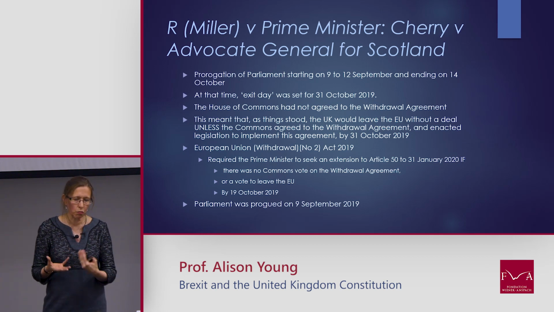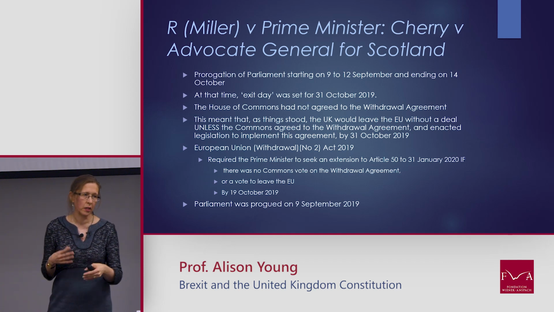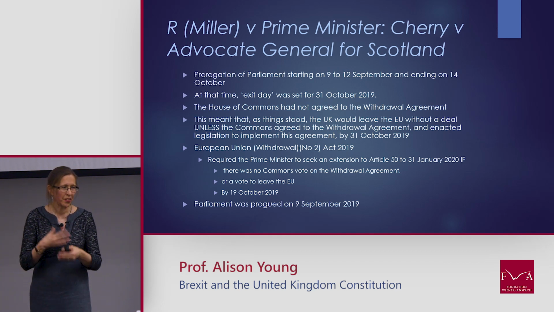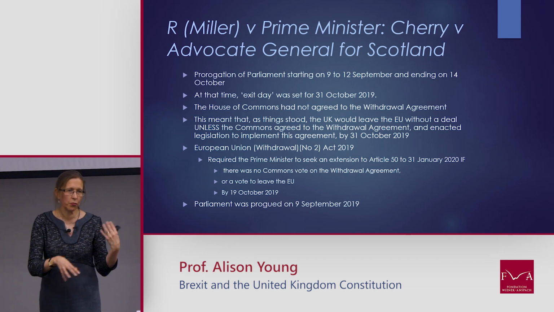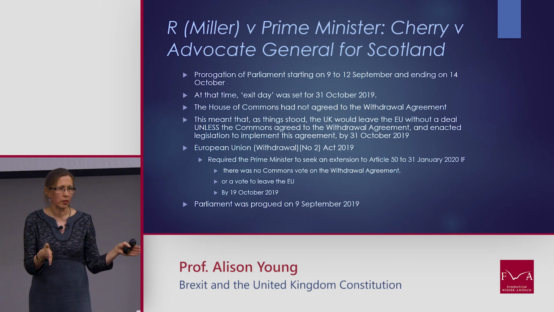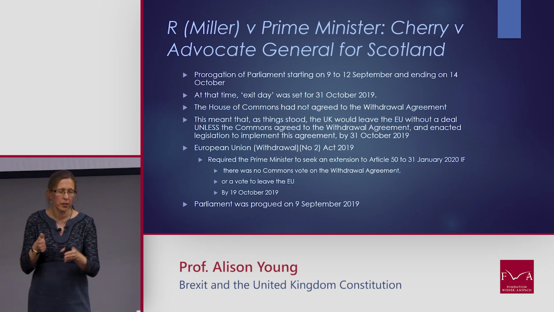So the question that arose was about the advice of the Prime Minister to prorogue Parliament. Now, I can't translate this because it's a very unique, odd British thing, so I'll explain later what prorogation means. But for now, you have to understand it as a form of suspending Parliament, so Parliament is not going to meet. The advice from the Prime Minister was that he was going to suspend Parliament sometime between the 9th and 12th of September, ending on the 14th of October.